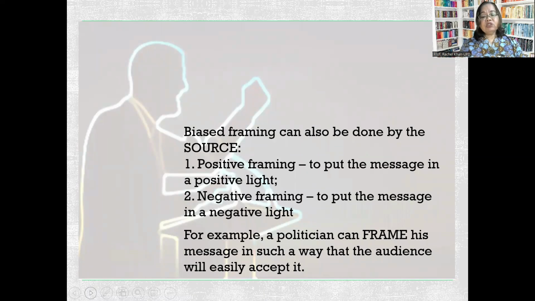Biased framing can also be done by the source. There's such a thing as positive framing when you put a message in a positive light. For example, in terms of propaganda, making someone look better than he is, or negative framing to put the message in a negative light or to make someone appear as someone incompetent or not reliable, even if this is not true. For example, a politician can frame his message in such a way that the audience will easily accept it.